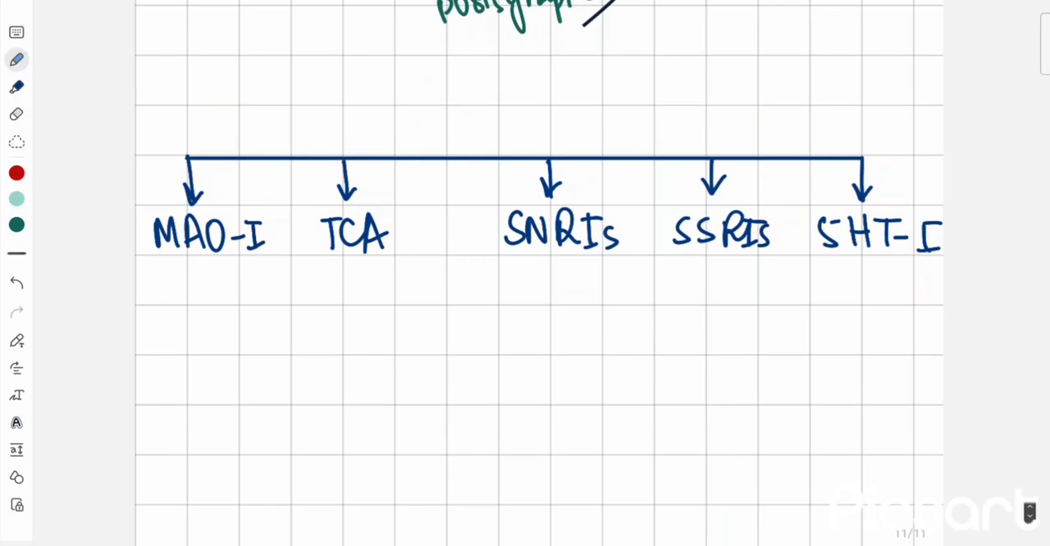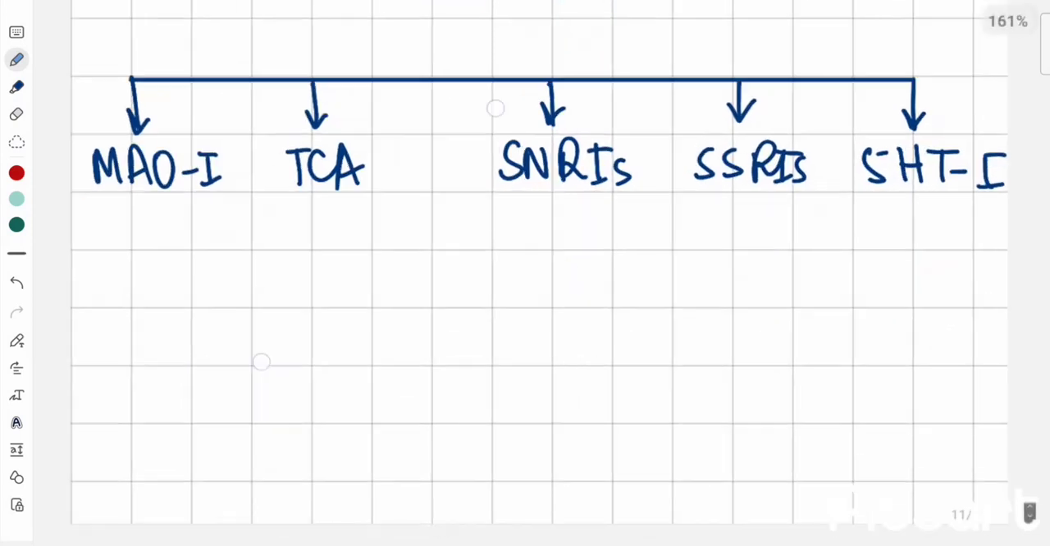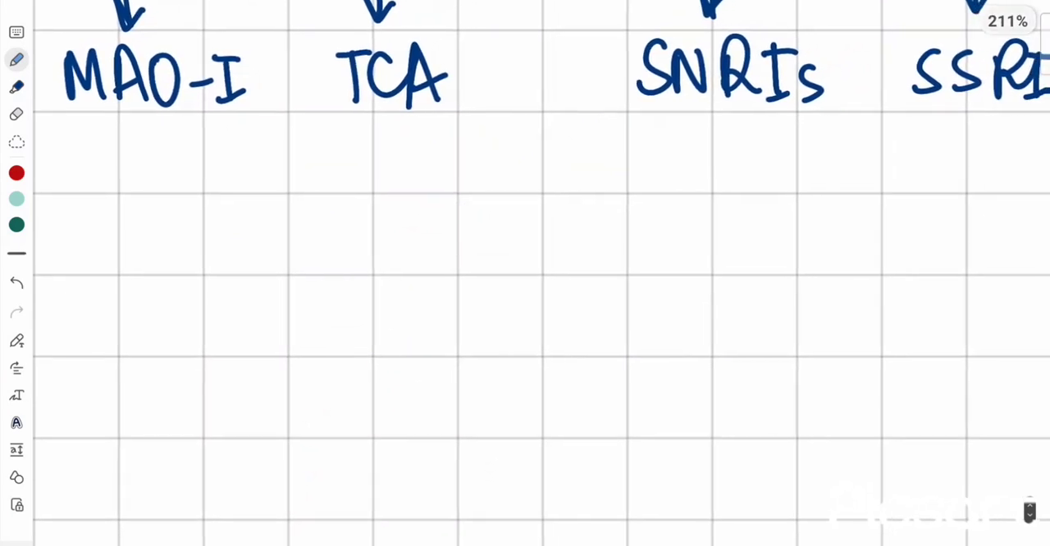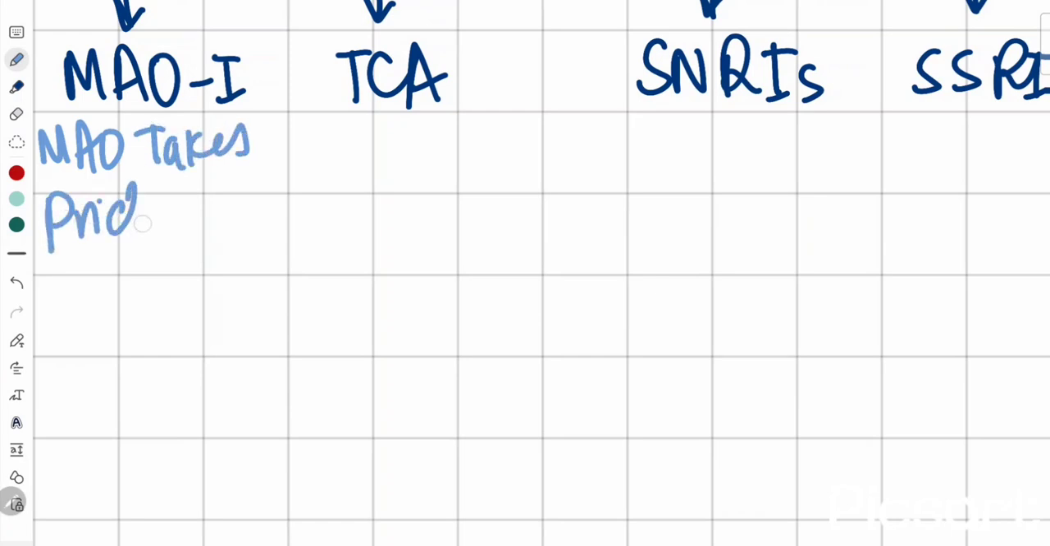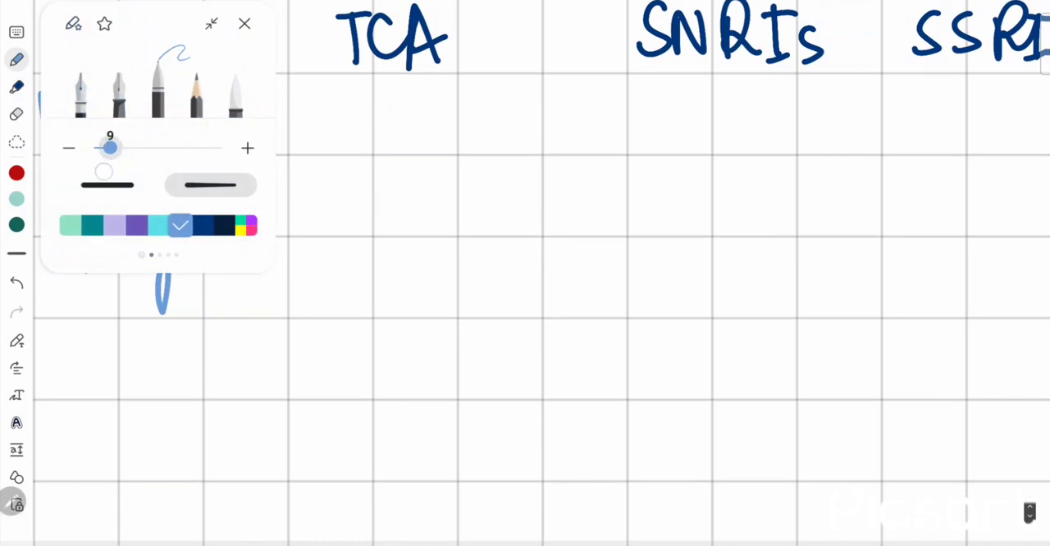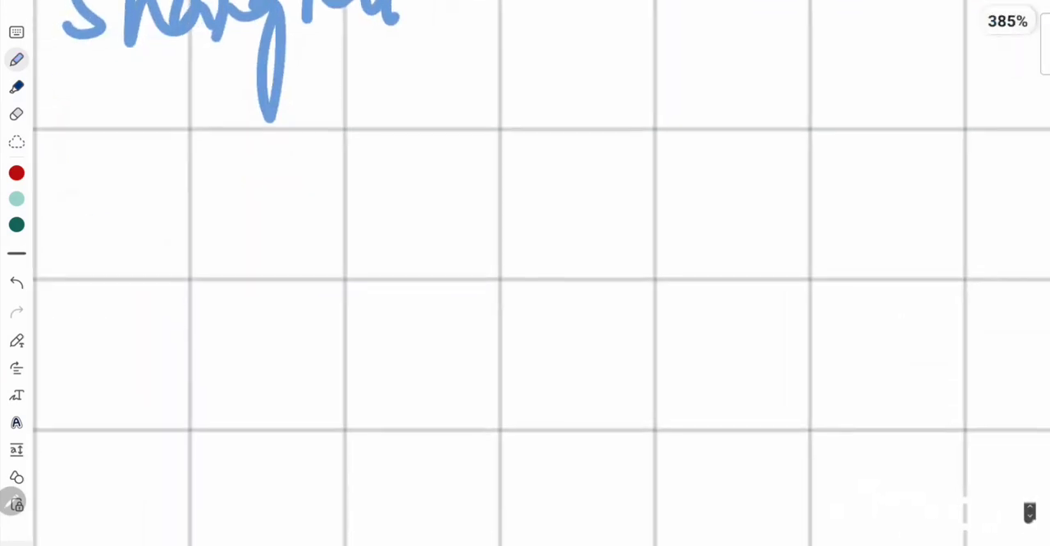First is the MAO inhibitors. The mnemonic for that is "MAO takes pride in Shanghai." So what is for M? Let me decrease that a bit. What is M? M is for MAO inhibitors, okay.